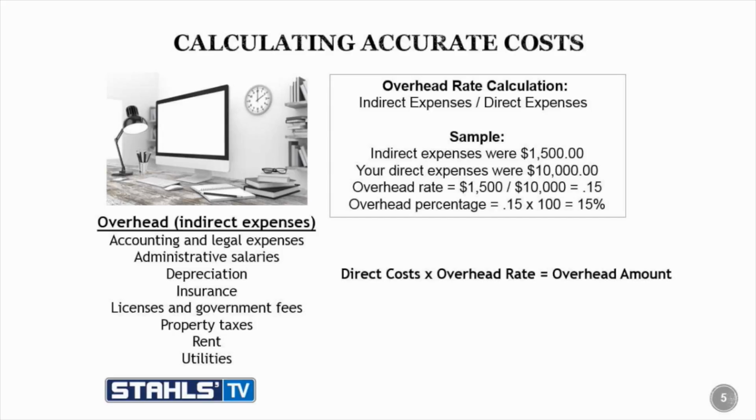So at the end of the day, we take our direct expense, direct cost for any given job, which you remember in our scenario is $6.84, times our overhead rate of 0.15 or 15%, and that gives me my overhead amount for that particular job.